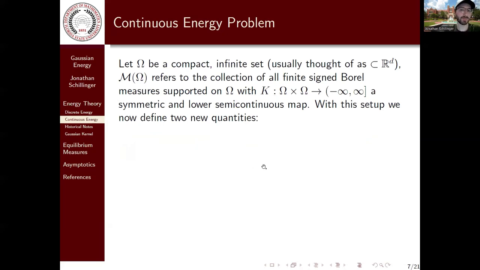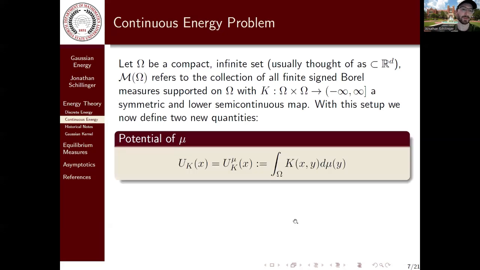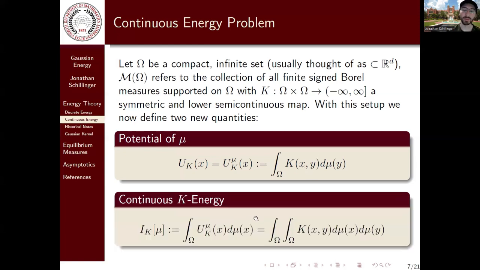And then with the setup, we can have two new quantities. The first is the potential of the measure that you chose with respect to that kernel, that interaction. Before, in the discrete case, we were summing up all of the different pointwise interactions. Here we need to do it for all of the infinite points in omega. So the natural extension of the finite sum is the infinite integral. And then we find the K energy of this set with respect to the measure you chose is going to be the double integral of that kernel, or the single integral of the potential.